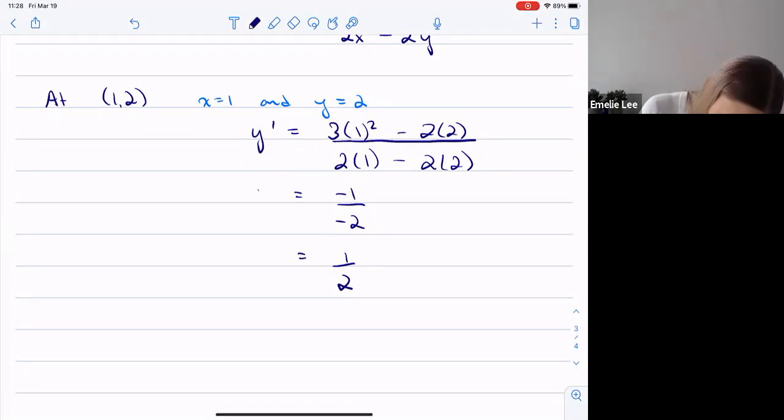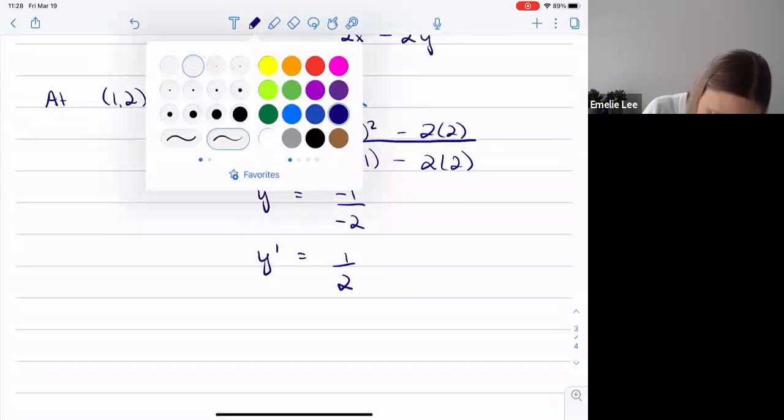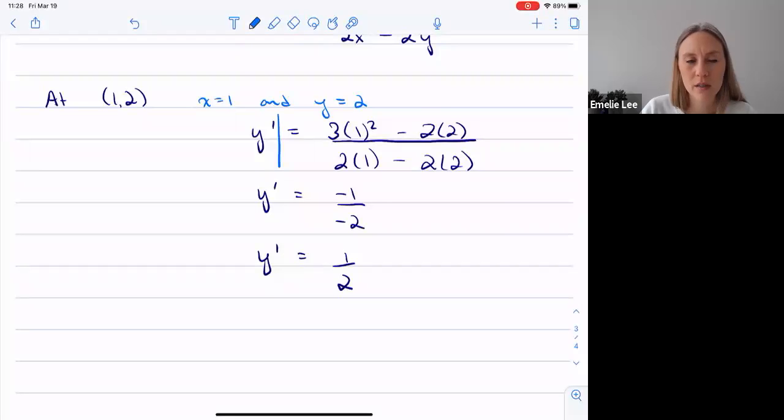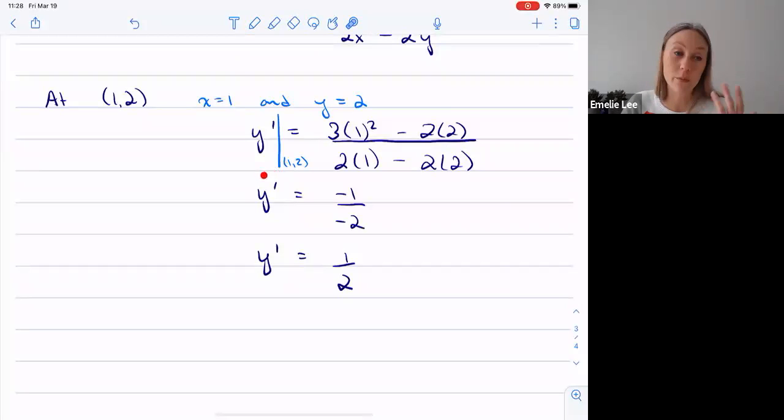So this is the y prime. Sometimes I'll just make a note here that they'll use the vertical bar and then say something like at 1, 2. We've seen it before, but I rarely use it. But just in case you're seeing it around town, you've got this vertical bar evaluated at 1, 2, and it just means you're plugging in x is 1 and y is 2 into this thing.